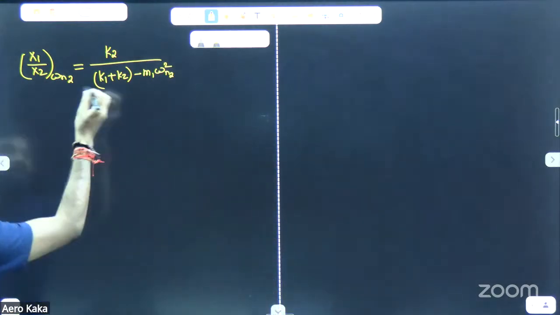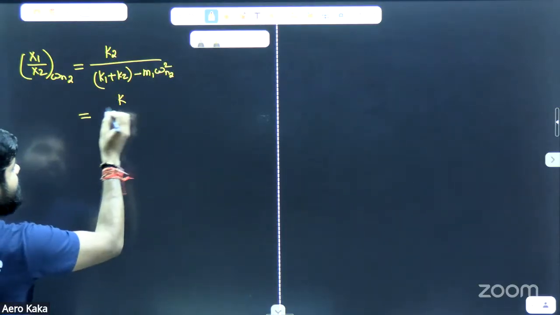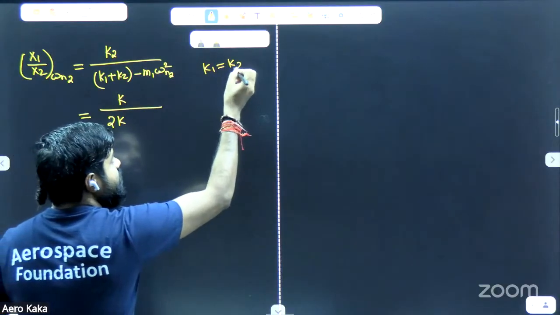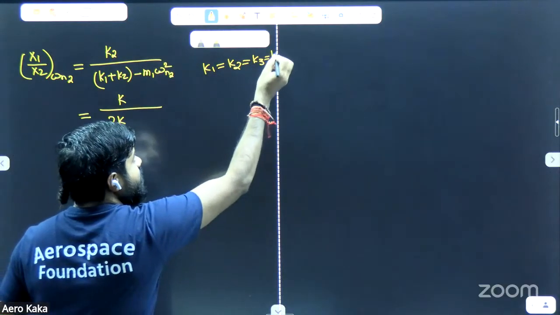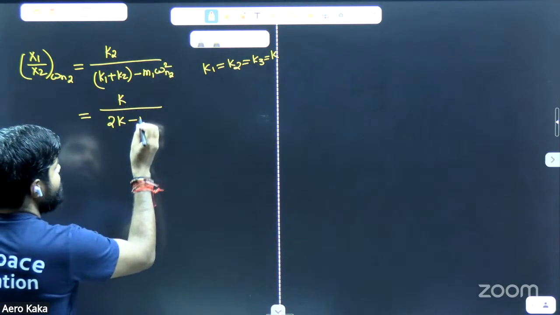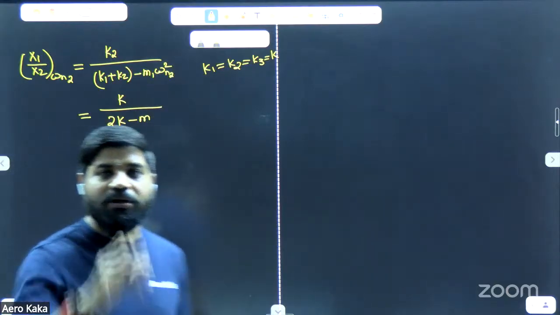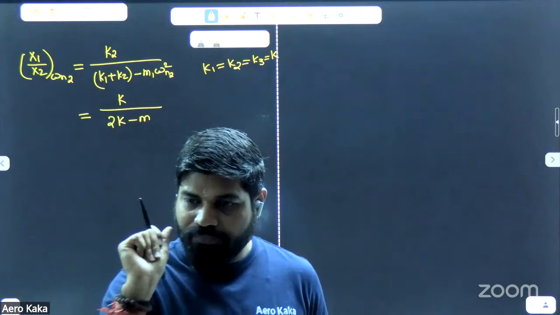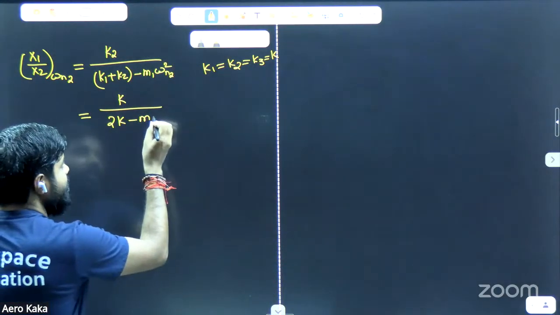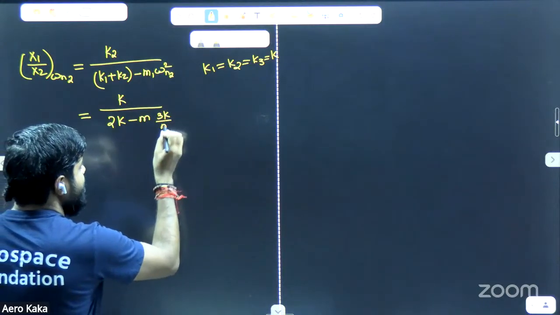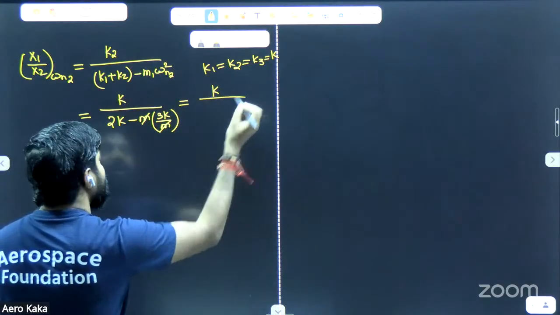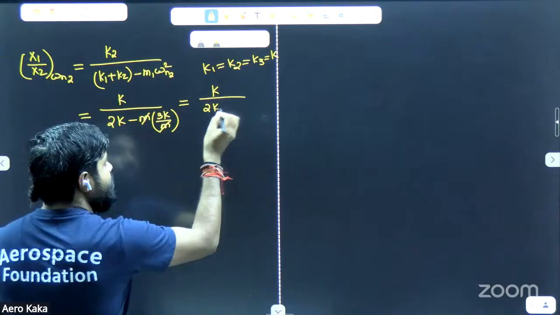Here I can write this is going to be k divided by 2k. Please remember which case this is: K1 is equal to K2 is equal to K3 is equal to K. Done? First say yes or no, sir. Now 2k minus m, what is the value of omega n2? That's root of 3k by m. So omega n2 square is going to be 3k by m only. So here I can write into 3k divided by m. This m and this m get cancelled, and ultimately you are getting k divided by 2k minus 3k.